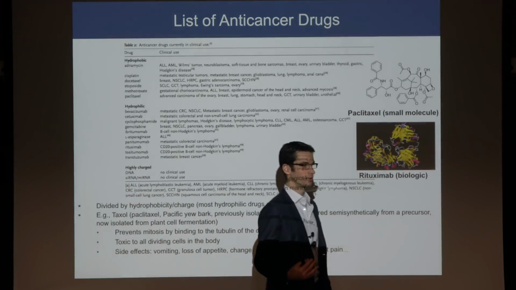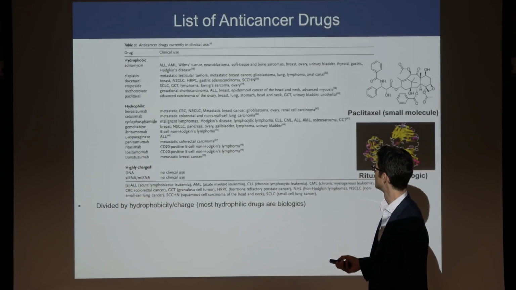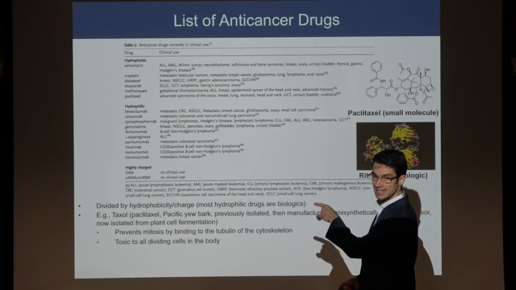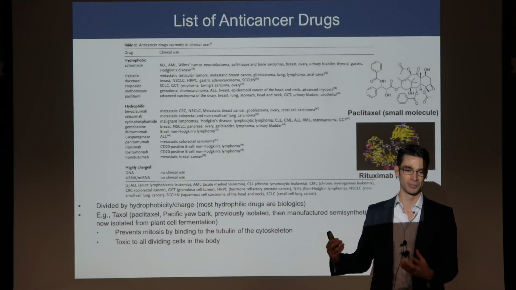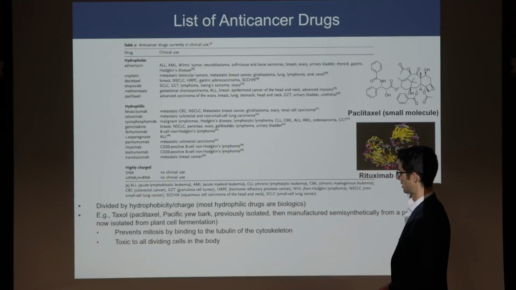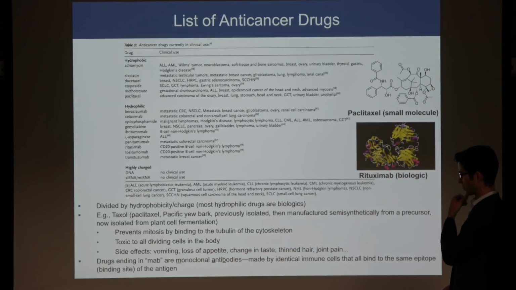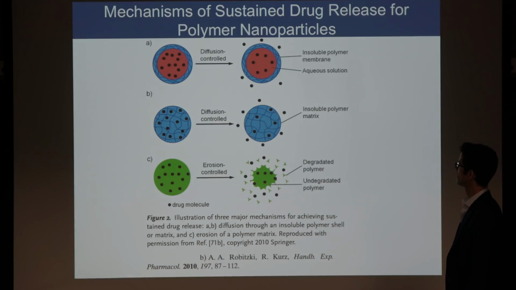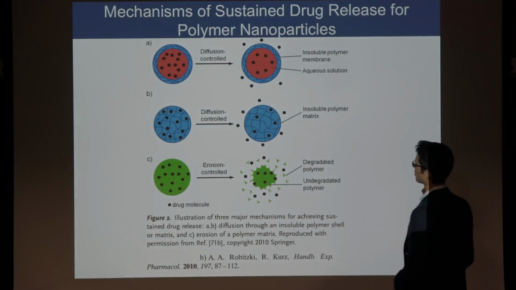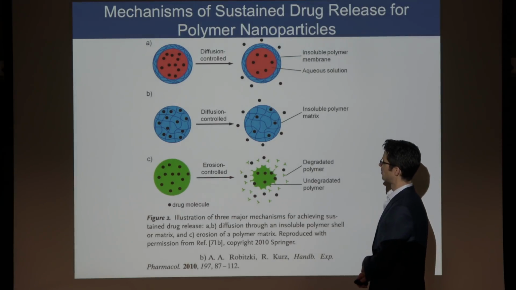Now, when people say chemotherapy, they usually mean the drugs on this list, but usually two or more of them in a particular cocktail of a regimen. Again, drugs ending in MAB, monoclonal antibodies, and there's the definition. Okay, here is a color image of the.